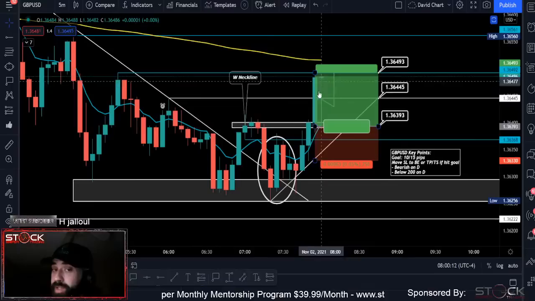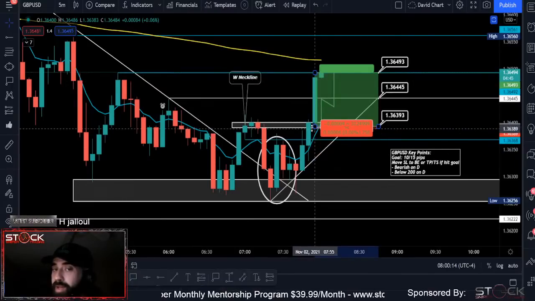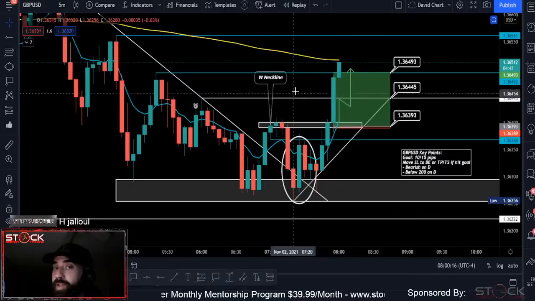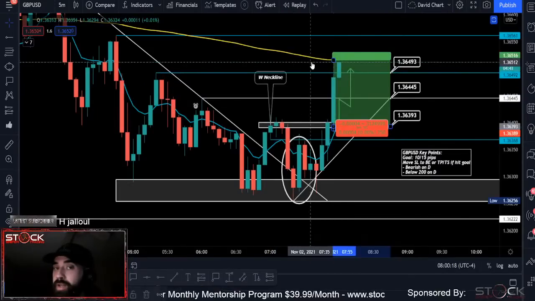All right? Guys, if you're in this trade, move your stop loss to break even, okay? For real, move your stop loss to break even. It's starting to run. All right?